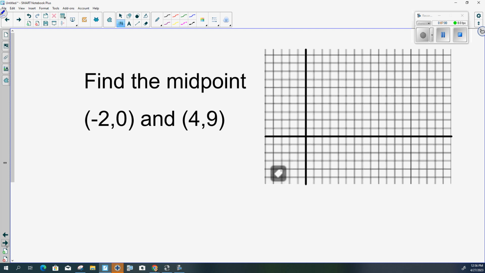I'm going to graph my two endpoints. I'm going to try to estimate again. There's my estimate. Where should we put them? This looks like a good spot for those pins. All right.